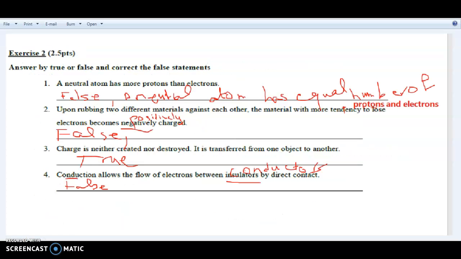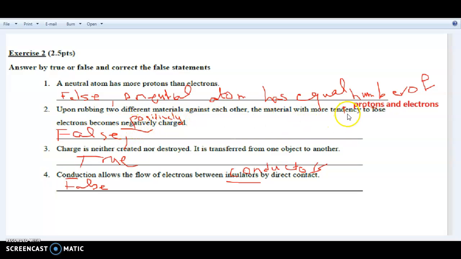Exercise 2. Answer by true or false and correct the false statements. 1. A neutral atom has more protons than electrons. No, this is false. A neutral atom has an equal number of protons and electrons. 2. Upon rubbing two different materials against each other, the material with more tendency to lose electrons becomes negatively charged.